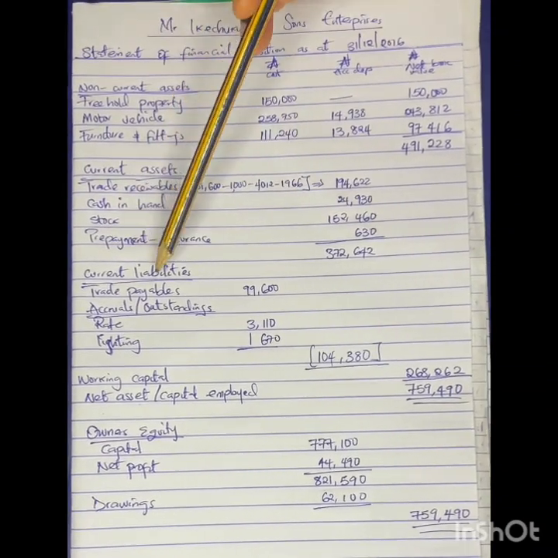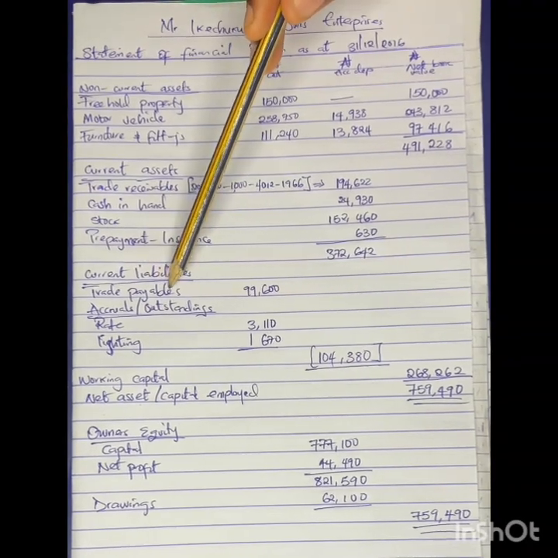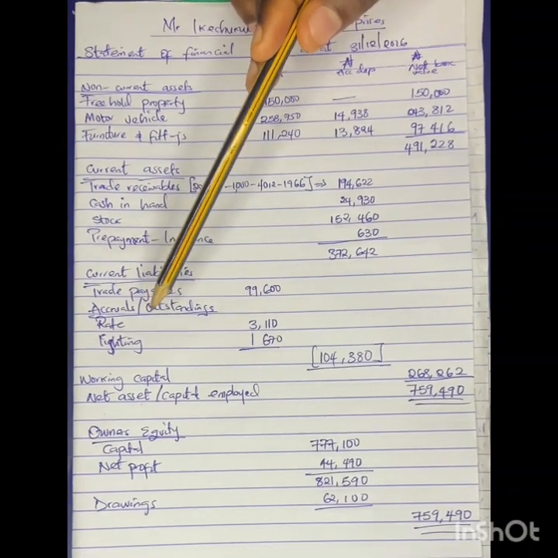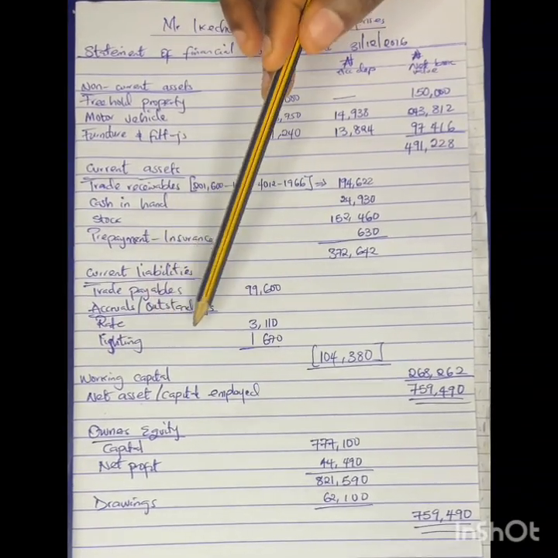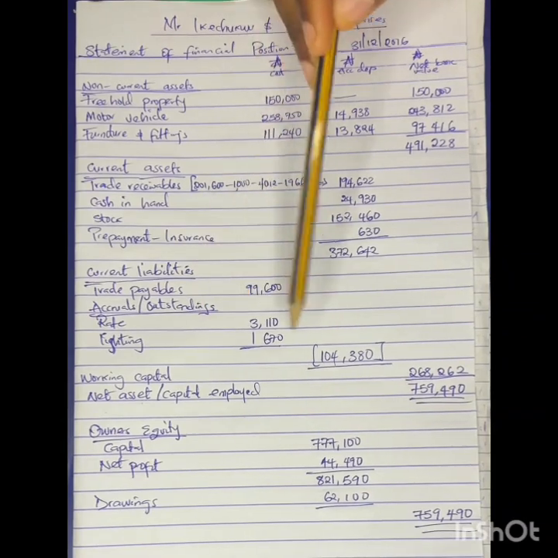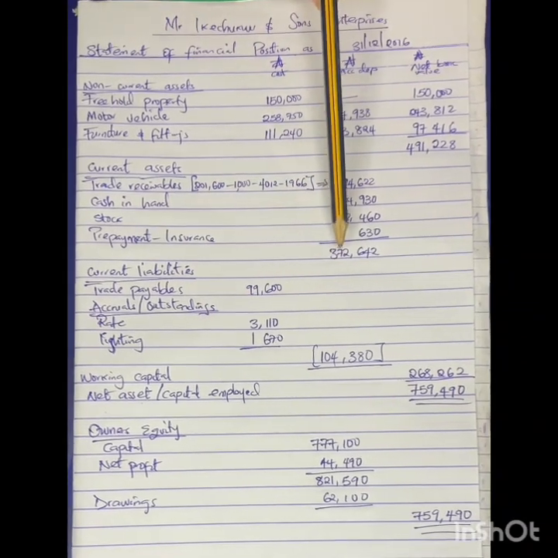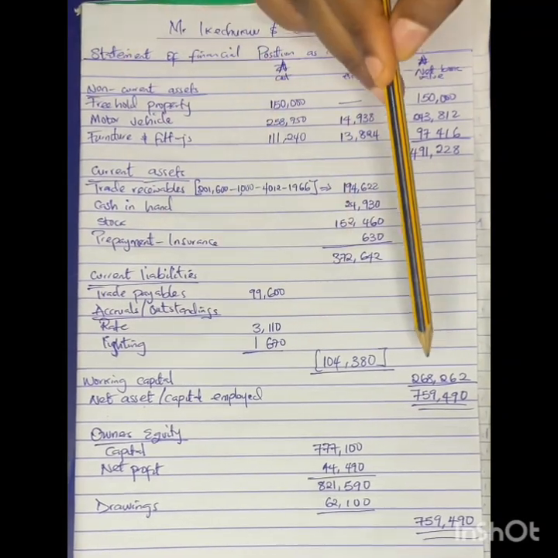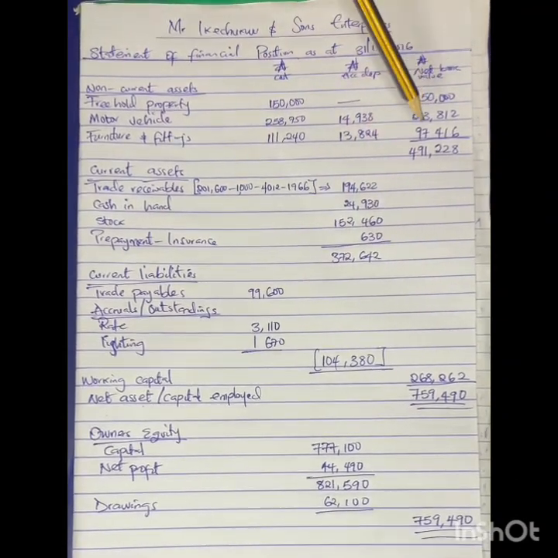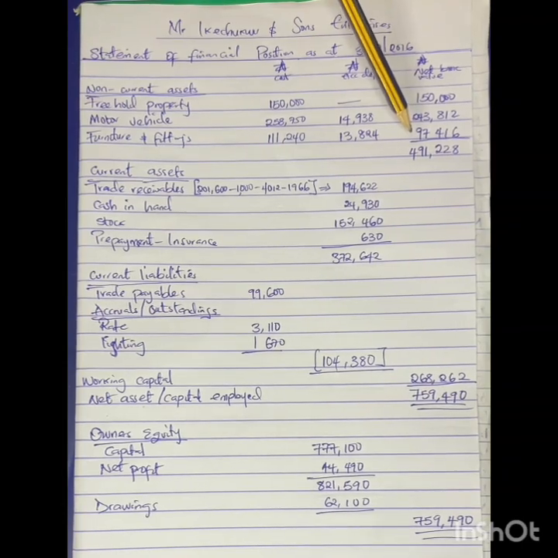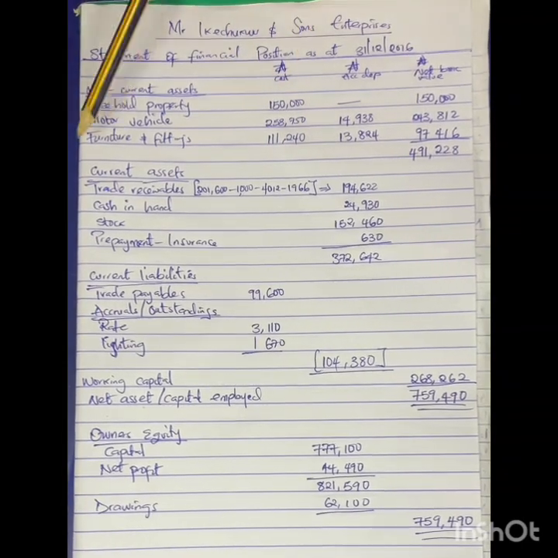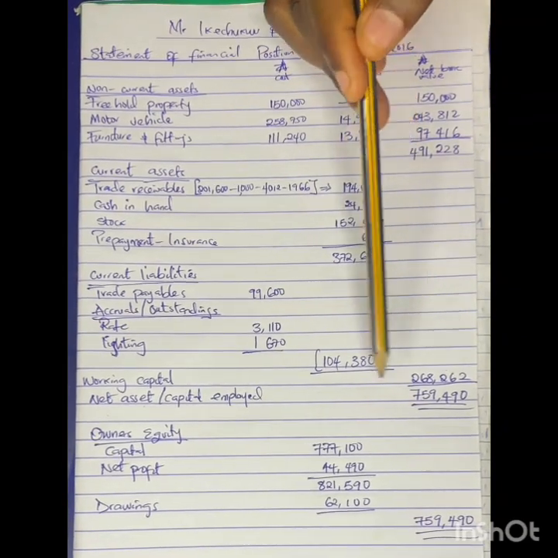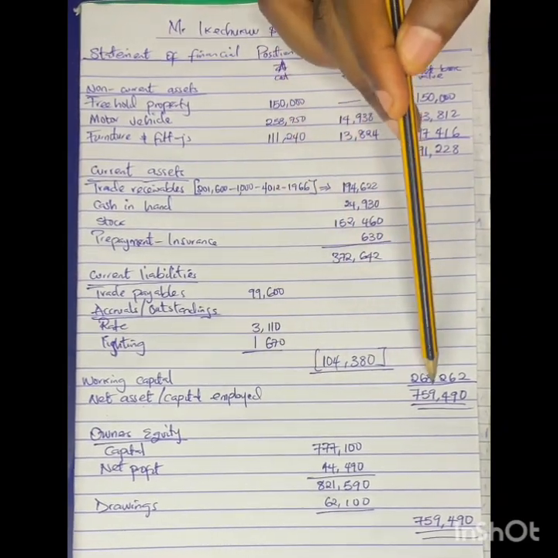Now we have our current liabilities, which are our trade payables and our accruals, our outstanding bills. We have our rates that were outstanding and our lighting in arrears. By the time we add all this, we have our total current liabilities. We deduct this from our total current assets, and we get our working capital. Then we add the value of our working capital to our net non-current assets, and we'll have our net assets.